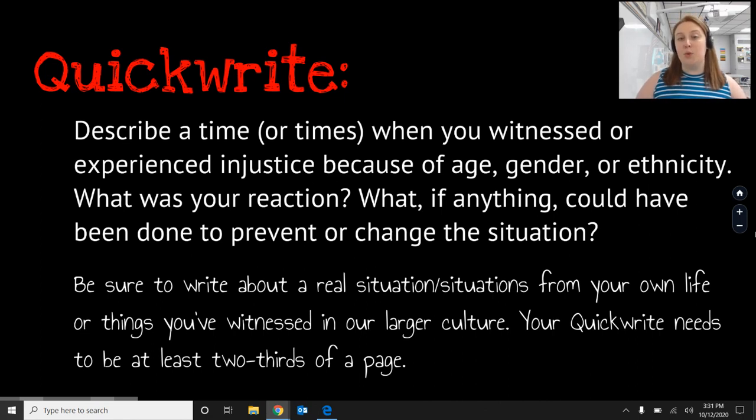Okay, so think about this. Think about a time when you have either witnessed or experienced injustice. Now, this injustice can be based on your age, your gender, or your race, your ethnicity. Okay, these are things that you typically can't change. So, what was your reaction? What, if anything, could have been done to prevent or change that situation?